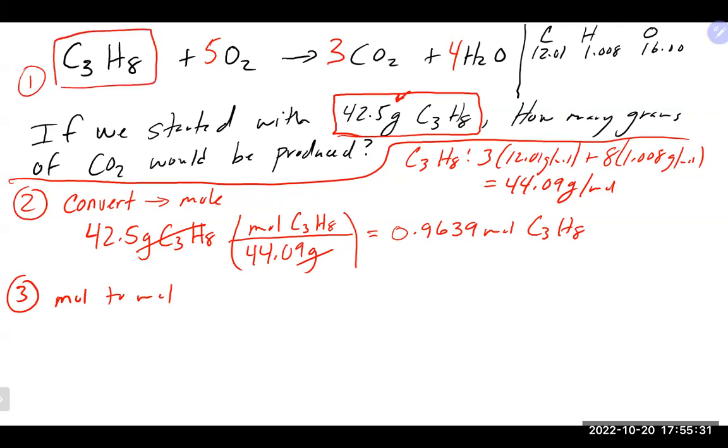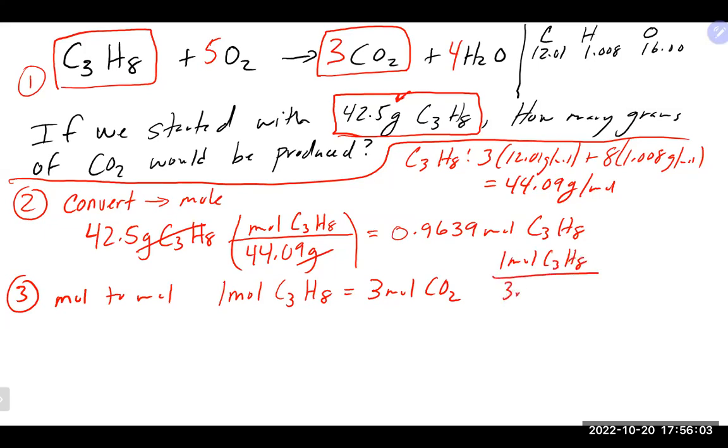Obviously, one thing we're interested in is what they gave us. The other thing we're interested in is what we're trying to find, which is the CO2 in this case. And we're going to take the coefficients. Pretty much that's all you do. And that tells us from the equation, for every 1 mole of C3H8, you get 3 moles of CO2. Remember, from that equality, you could get 2 conversion factors: 1 mole C3H8 over 3 moles of CO2, or 3 moles of CO2 gives you 1 mole of C3H8.